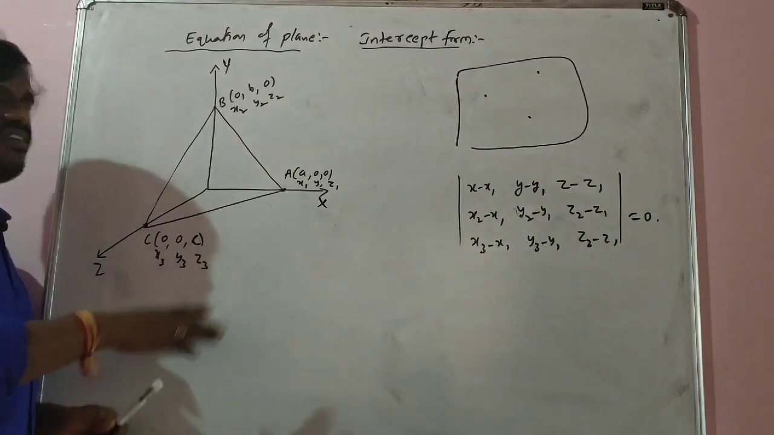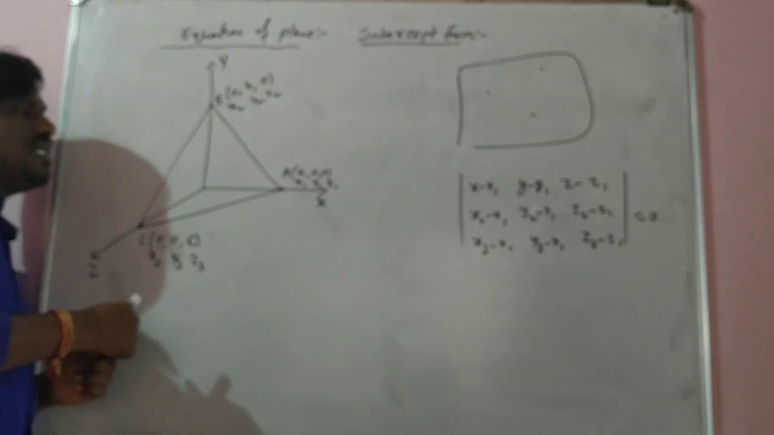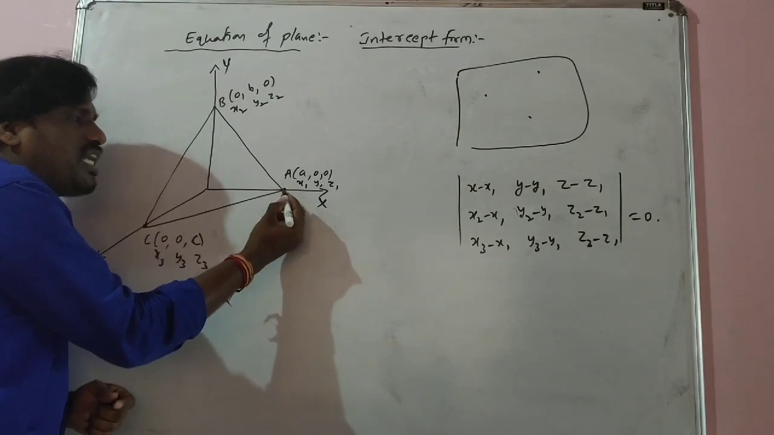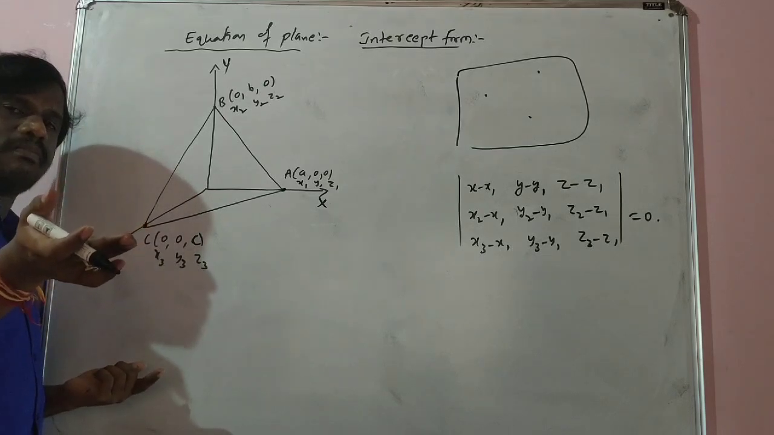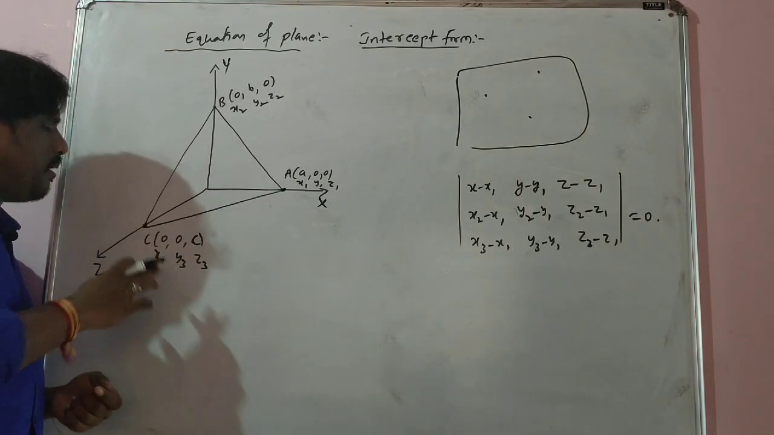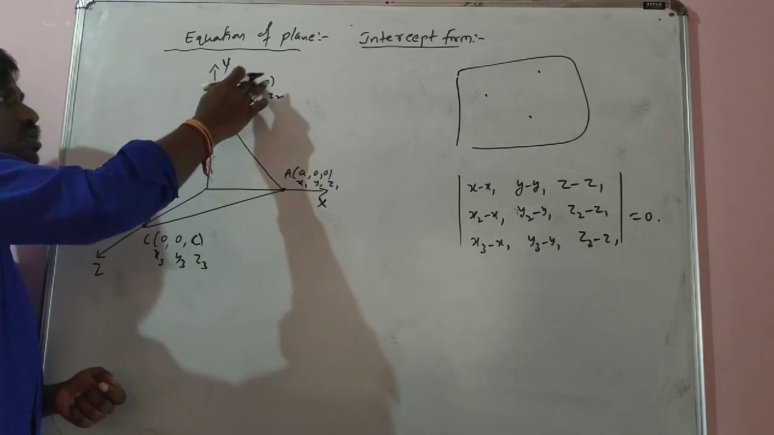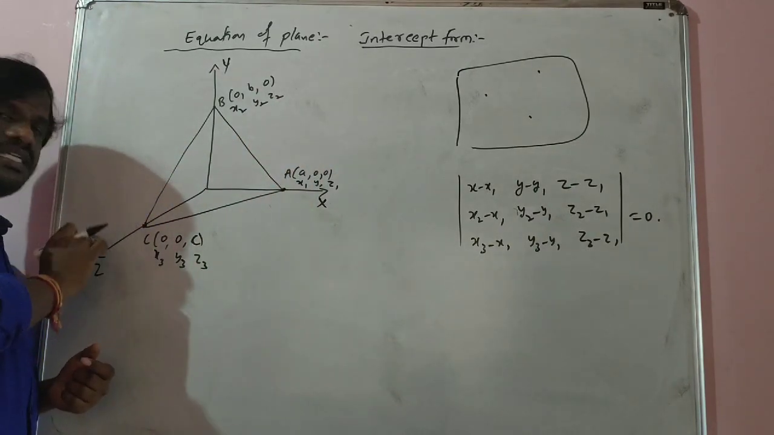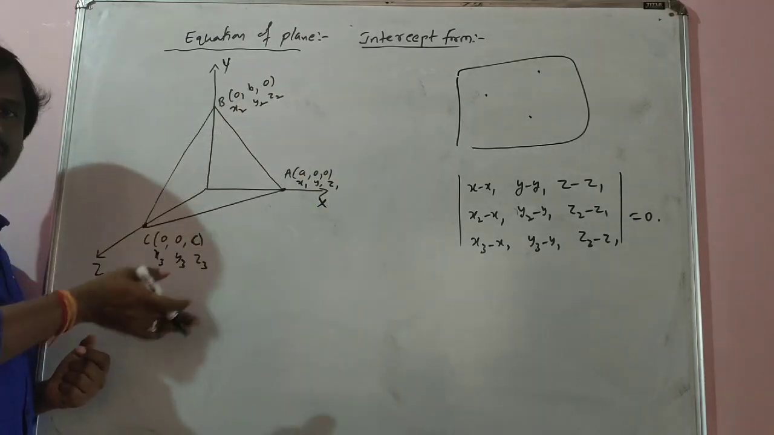Same as it is, if a plane is intersecting the x-axis, y-axis and z-axis, the intersecting point on the x-axis is (a, 0, 0). I explained this many times in my playlist, you can go and watch it. The point on the y-axis is (0, b, 0), and on the z-axis it is (0, 0, c). So you have these points, right?